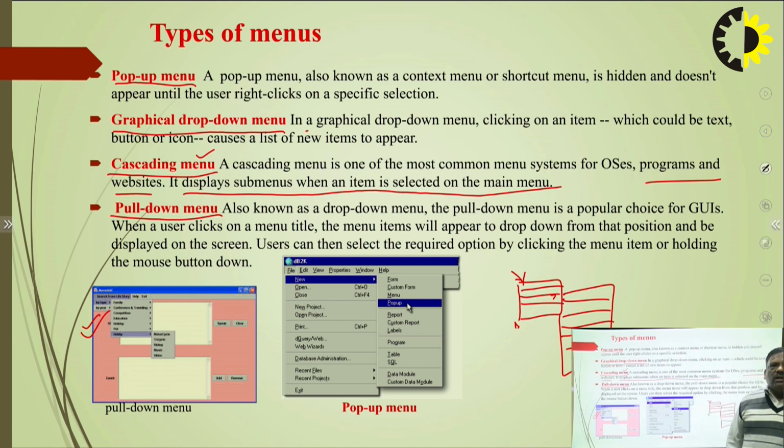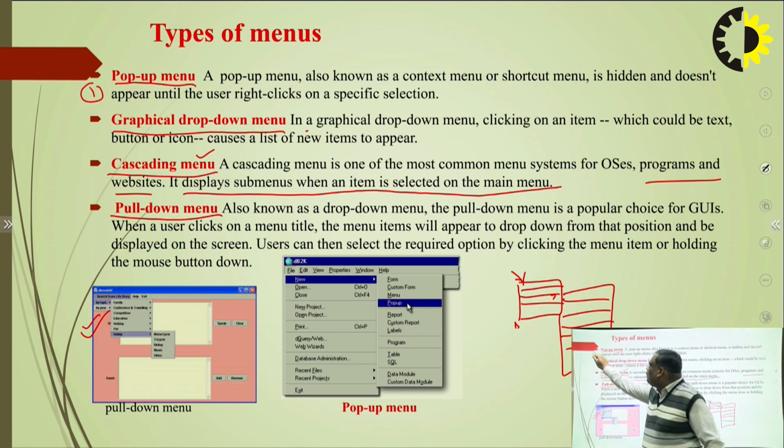It is a popular choice in the GUI. In a number of websites and applications you use it. When a user clicks on the menu title, a menu item will appear and a drop down list will appear. From the position displayed on the screen, we click a single click, and the action will be performed. So these are some types of menus. First one is pop-up, second one is graphical drop down, third one is cascading, and fourth one is pull down.